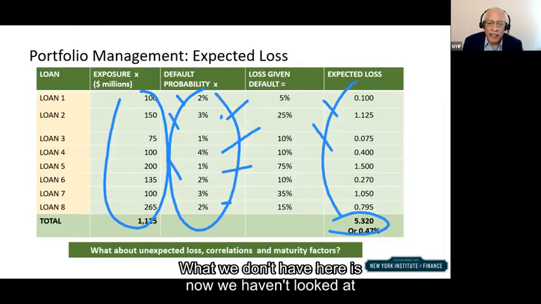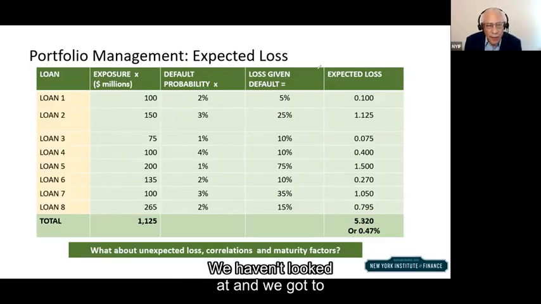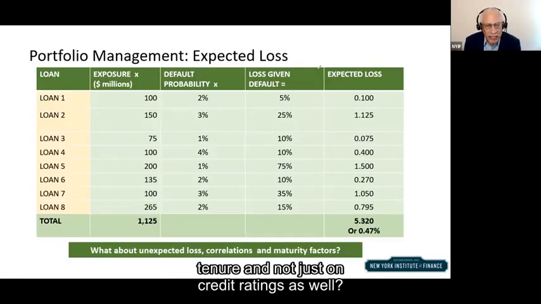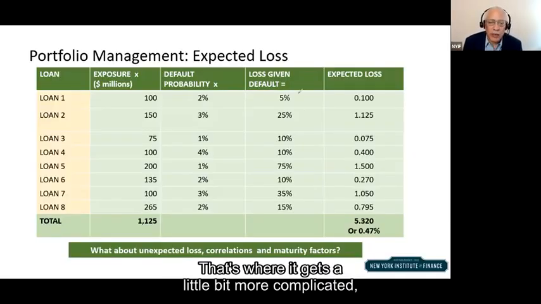What we don't have here, and this is where it gets complicated, is that we haven't looked at correlations, and we haven't looked at unexpected loss. We have to make sure: did we look at these default probabilities based on tenor and not just on credit ratings as well? Did we look at the unexpected loss? And then we take into consideration correlation and concentration. That's where it gets a little bit more complicated when we start talking about how we analyze these different types of portfolio risks.